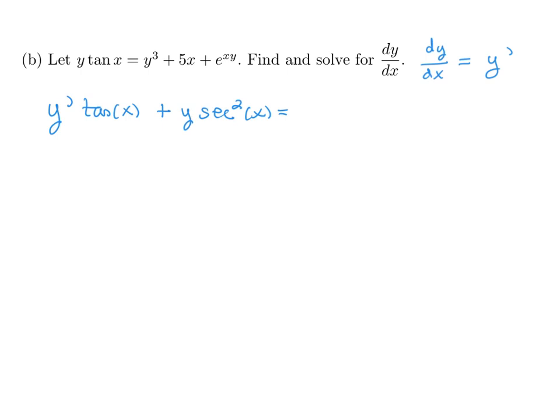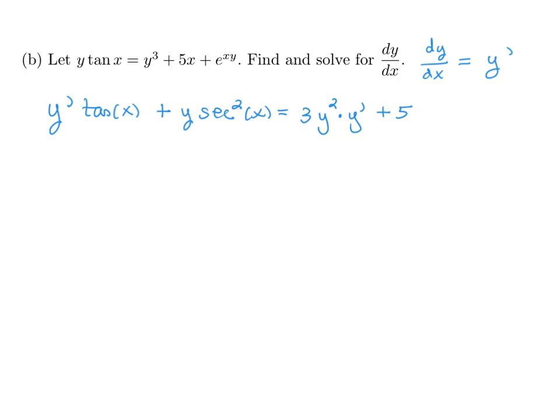What is the derivative of y cubed? It's 3y squared, but by the chain rule, you have to multiply by y prime. So the reason is you bring down the 3, you copy down the inside part y, subtract 1 from the exponent. Because this isn't x, it's y, you have to multiply by its derivative. The derivative of 5x is simply 5.